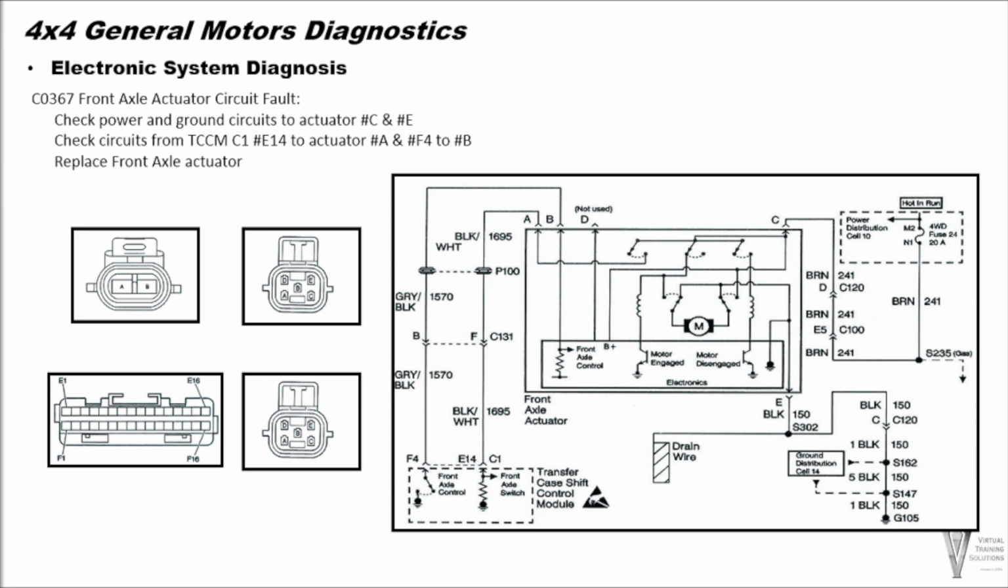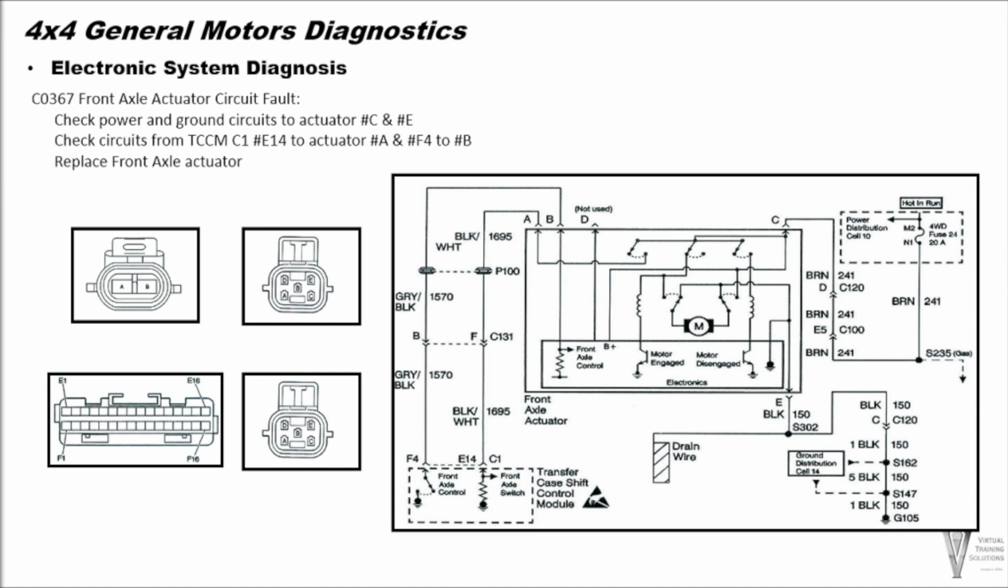Once the power and ground circuits have been verified, the next step is to perform a circuit test on the front axle switch and the front axle control circuits from the transfer case control module C1 connector terminals number E14 and the front axle actuator connector terminal A, and between the transfer case control C1 connector terminal F4 and the front axle actuator connector terminal number B.